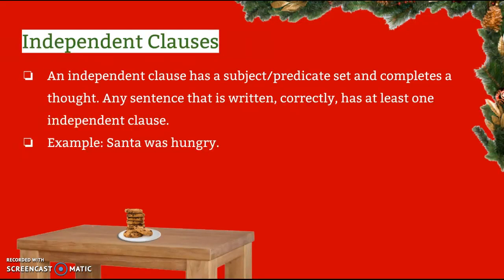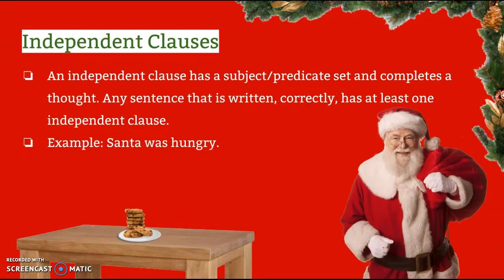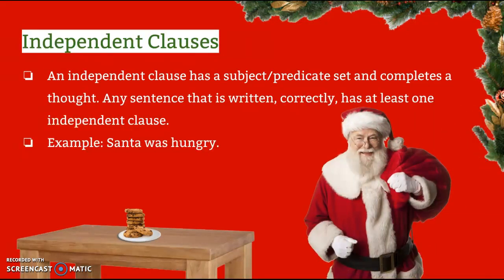An independent clause has a subject-predicate set and completes a thought. Any sentence that is written correctly has at least one independent clause. So we can see in our example, our subject-predicate set is Santa was, and it completes a thought.